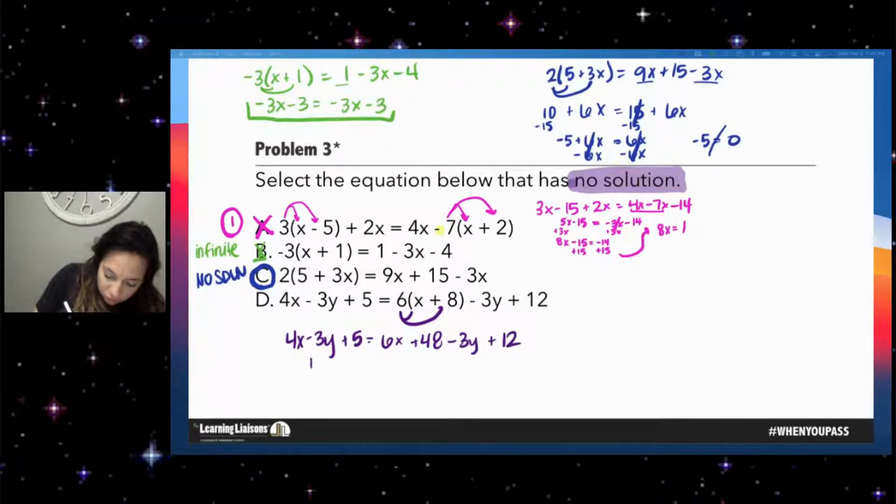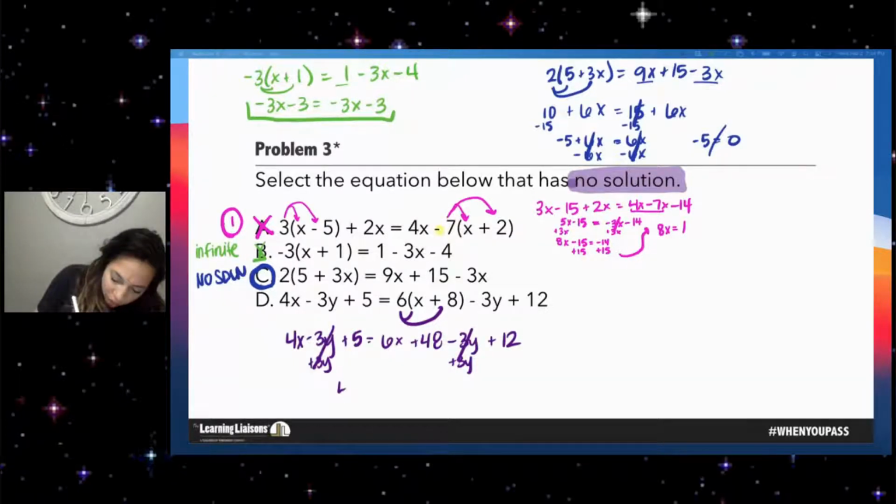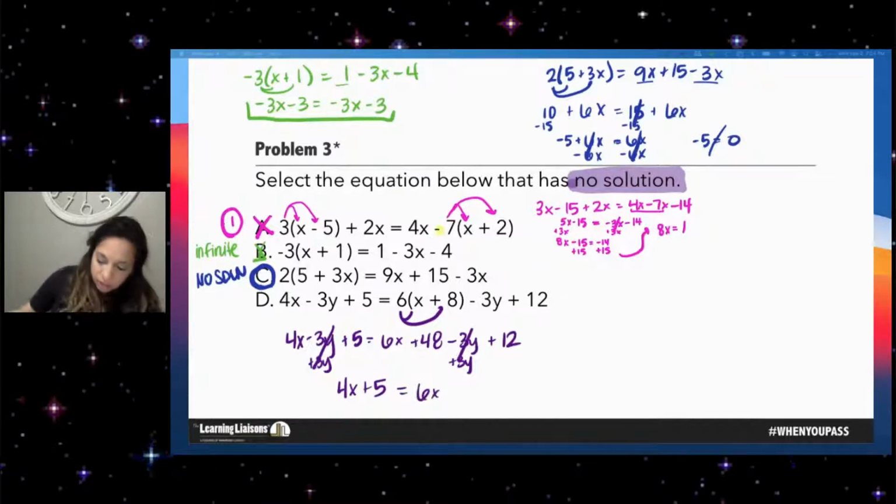I'm going to add 3y to both sides. You'll see that what happens is it just ends up canceling out, which is good because otherwise we wouldn't be able to solve this if we had two variables. Then I'm going to get 4x plus 5 equals 6x. 48 plus 12 is 60.